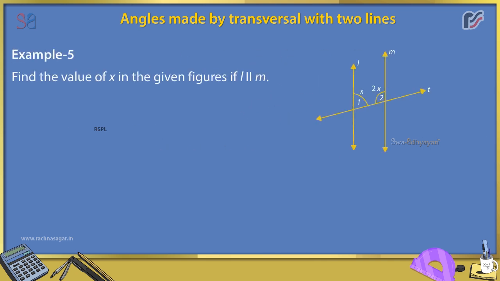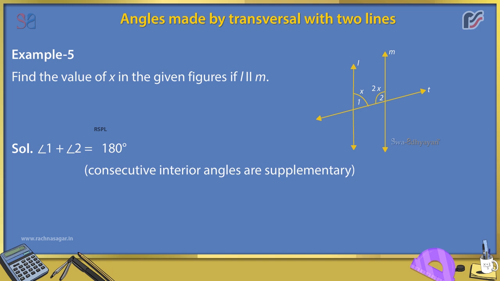Example 5. Find the value of x in the given figures if L is parallel to M. Solution. Angle 1 plus angle 2 is equal to 180 degrees. Consecutive interior angles are supplementary. So, x plus 2x is equal to 180 degrees. 3x is equal to 180 degrees. This implies that x is equal to 180 degrees divided by 3, which is equal to 60 degrees.